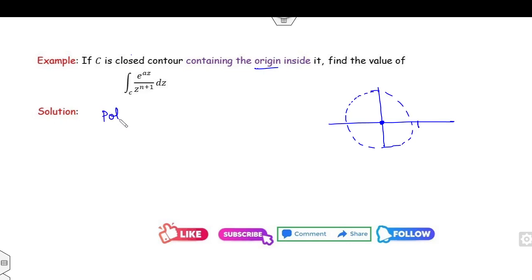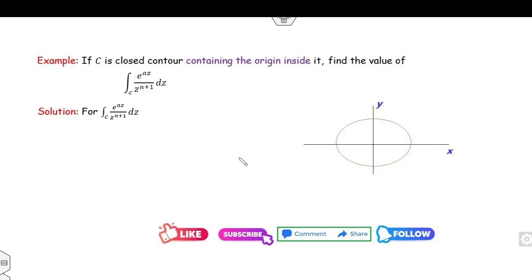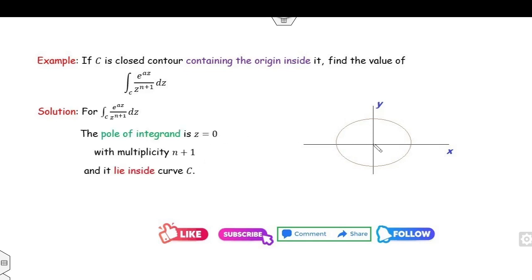Okay. So can you find the pole? Pole is z^(n+1) equal to 0. So that means z is equal to 0 is the pole with multiplicity. What is the multiplicity? With multiplicity n plus 1. N plus 1 times 0 will come. Fine. So 0 lies inside the curve. So you see here multiplicity is going from 1. So your answer will be 2 pi i.